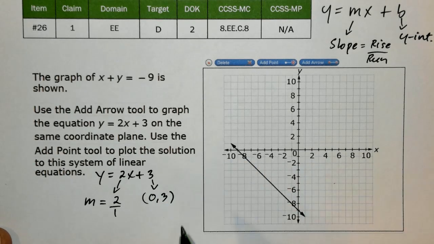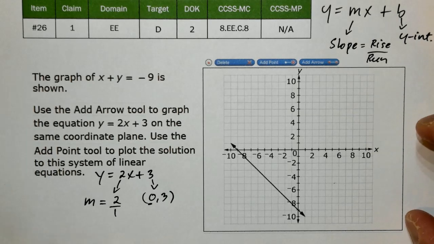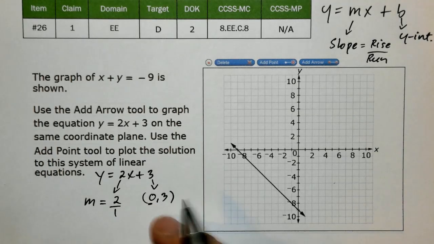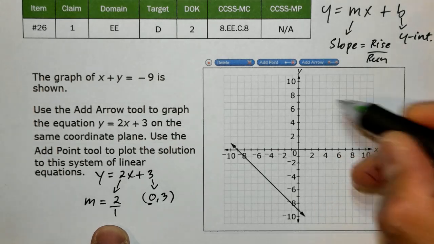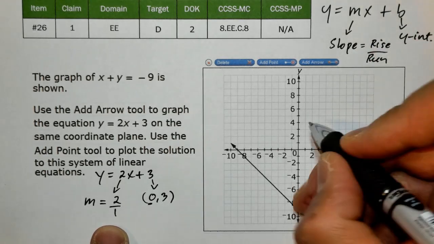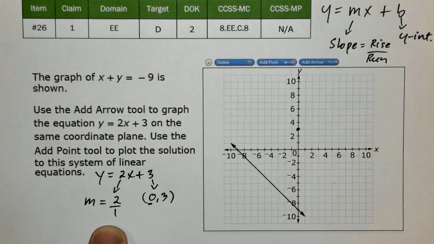At the y-intercept, the value of x is always equal to 0. So the graphing will start right here at (0, 3). So let's look for the (0, 3) on the y-axis. So (0, 3) is right here, in between 2 and 4. And then apply the rise over run.